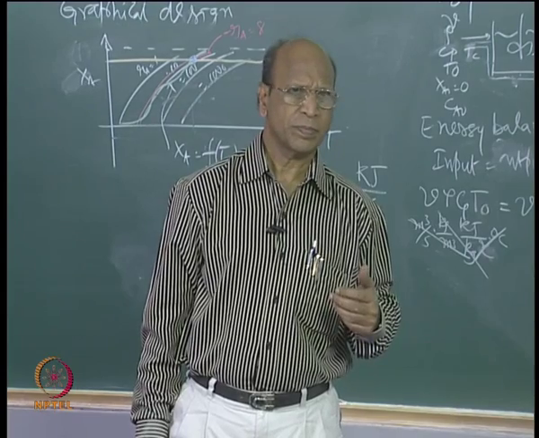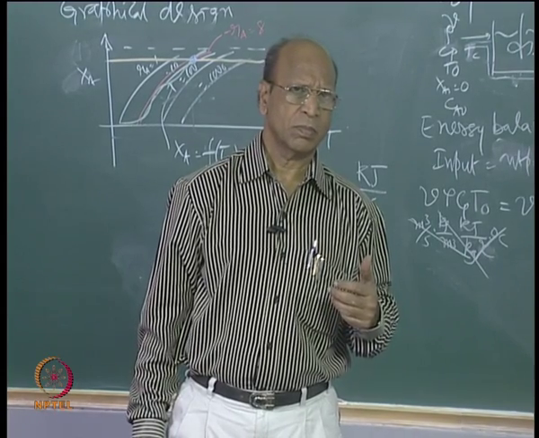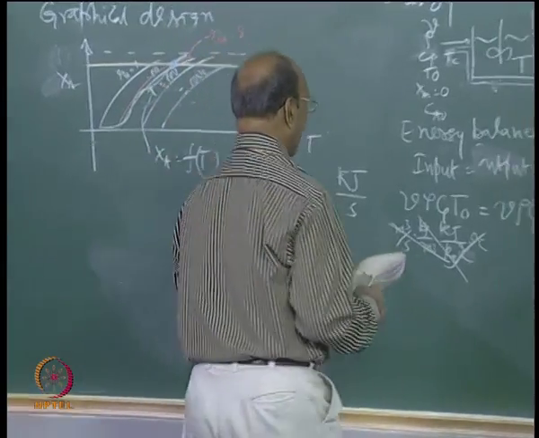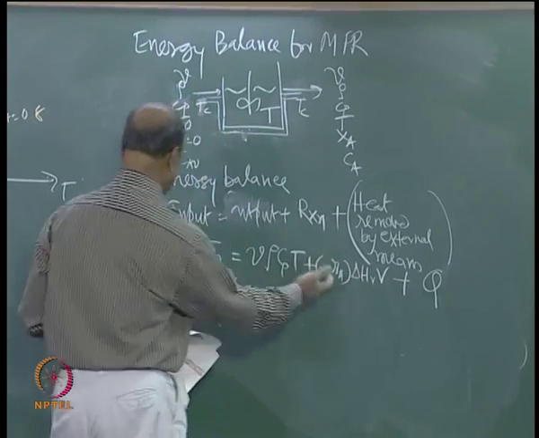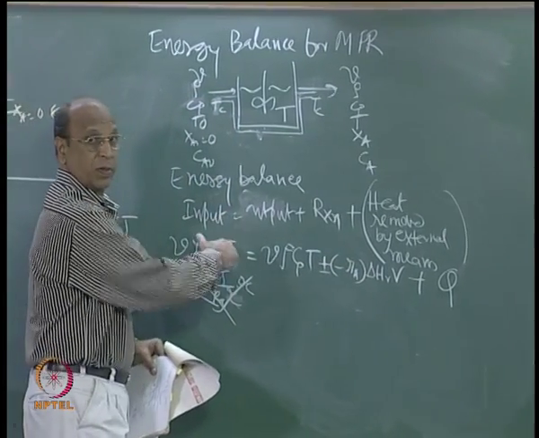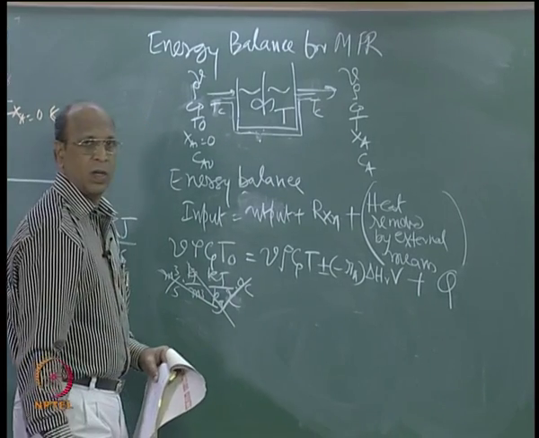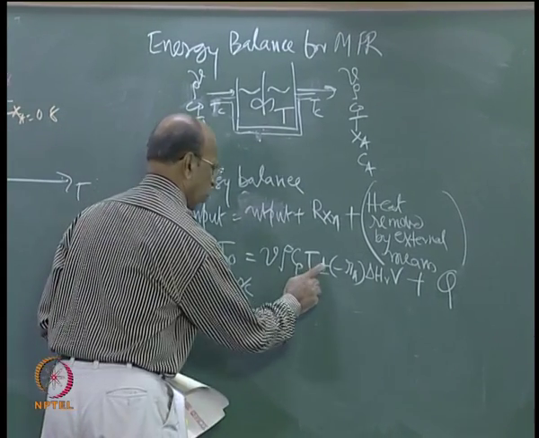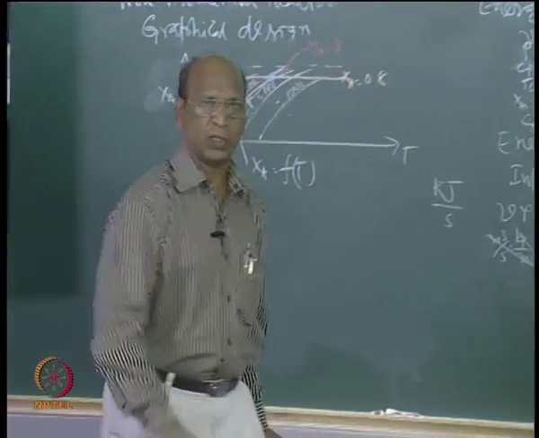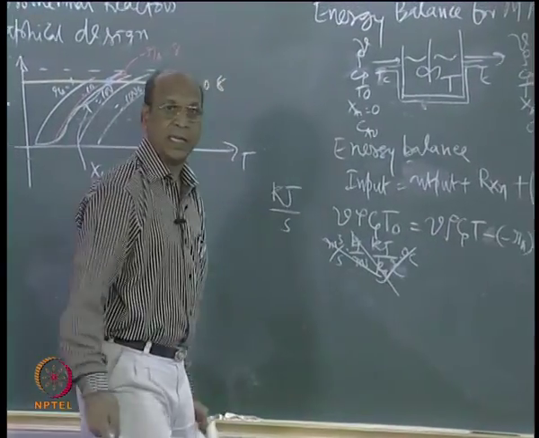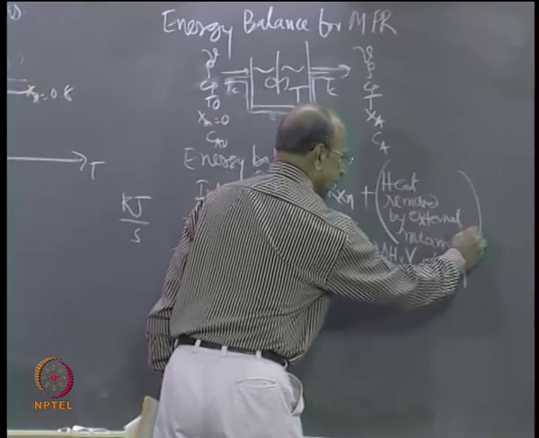Yeah, Rahul. That means I have to write this entire quantity as negative if I have an exothermic reaction, because that will become input here. Yes, that is fine, depending on the delta HR value. So now this is the equation. If I take this as 0, what do I have? An adiabatic system, there is no heat removal.